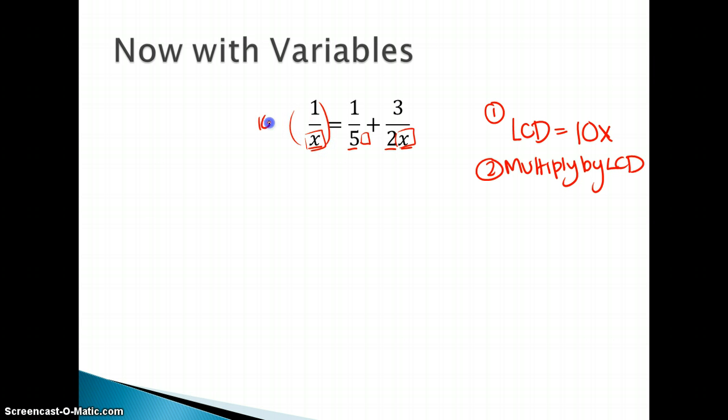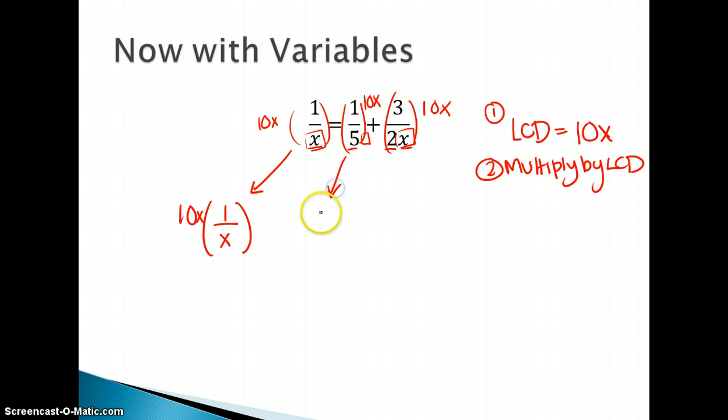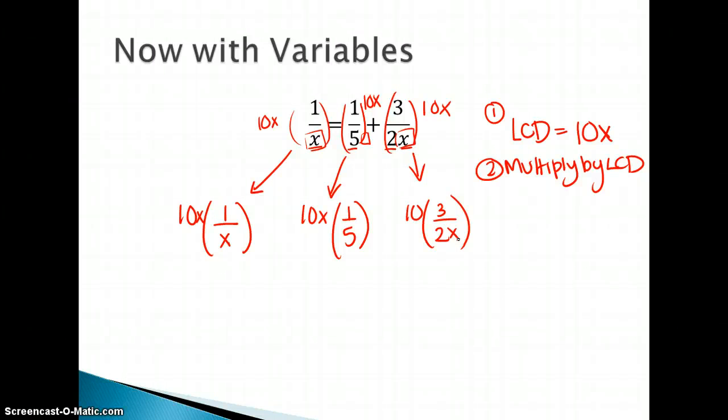So I want to multiply by 10x, by 10x, by 10x. If I do that, I'm looking to cancel in each term. 10x times 1 over x, 10x times 1 over 5, and 10x times 3 over 2x. If I multiply by the least common denominator, I'm going to get rid of all of those fractions. I'll turn them into a nicer linear equation.